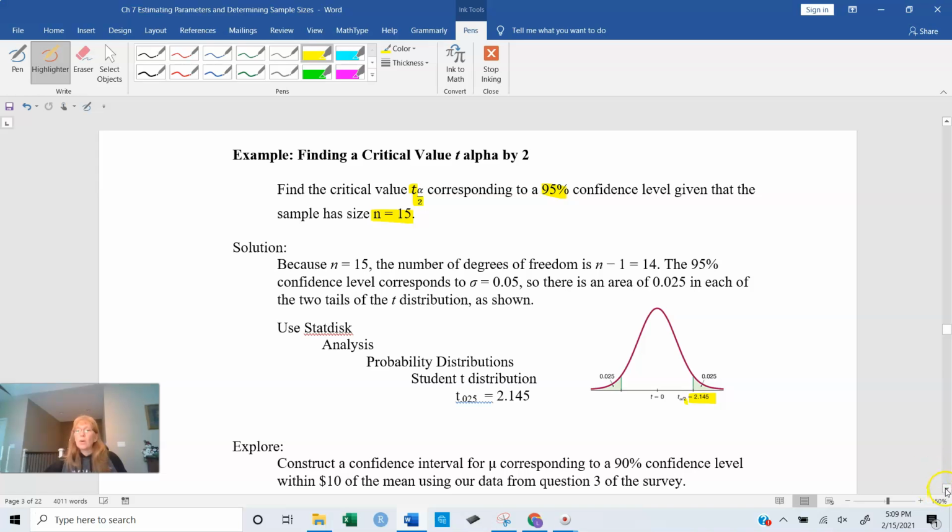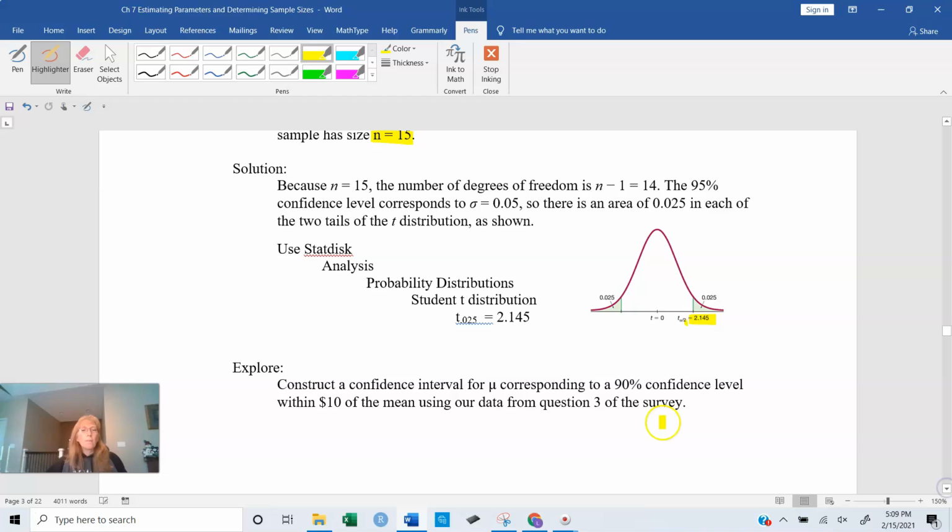Oh, I wrote this problem wrong. Construct a confidence interval for mu corresponding to a 90% confidence level. The part about the mean should not be here. That is something else that's coming up, so get rid of this.